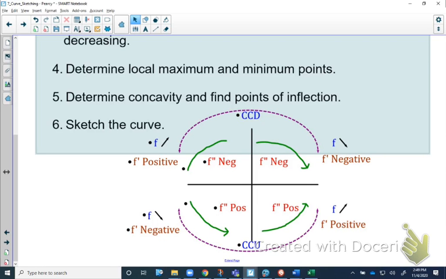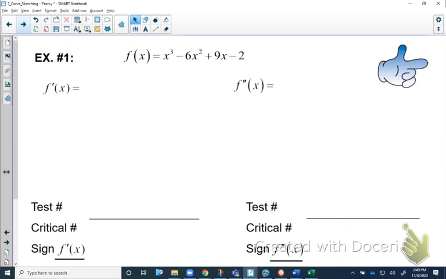So this is just a rough idea that I put together to help you visualize what the functions are going to be doing. But let's take a look at our first example. We have a third-degree polynomial.